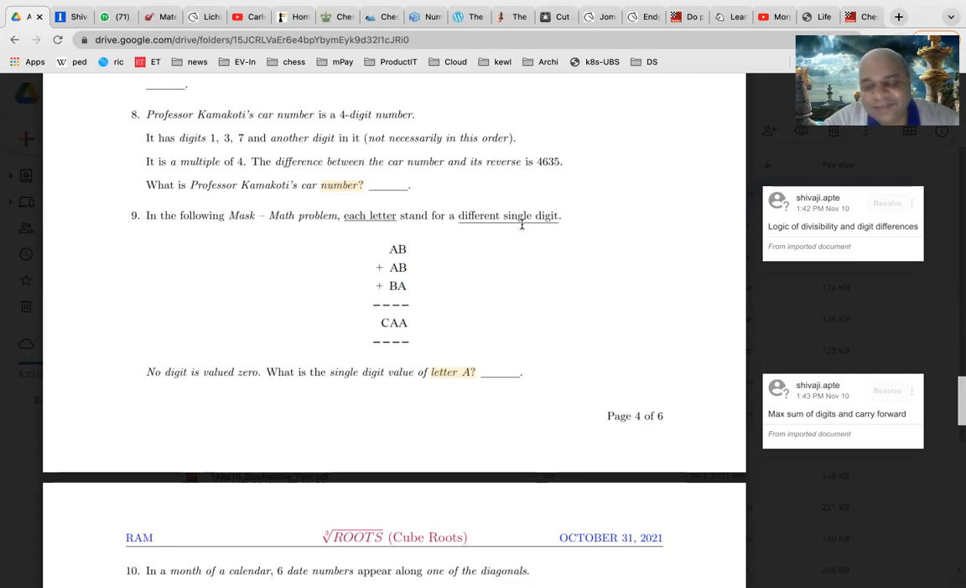Madhura, you are right. This is what you are saying. So if B is not 0, then what is the other value? The other value is 5. So AB plus AB plus BA is going to be CAA. Now you can find out everything. B is 5. Now A plus A plus 5 is something, C and A.